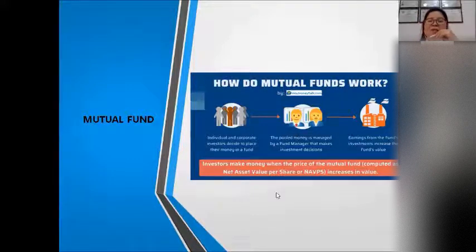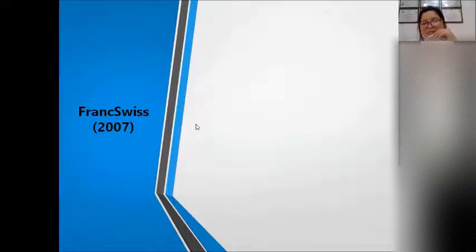Now, is that really a good one, na if we have excess money in the bank, we will pull out our money in the bank and then put that in a mutual fund? Okay, this is very risky. In fact, class, I have here 5 examples of scam in mutual fund. One example that I have here is the Franc Swiss. Franc Swiss happened in 2007.